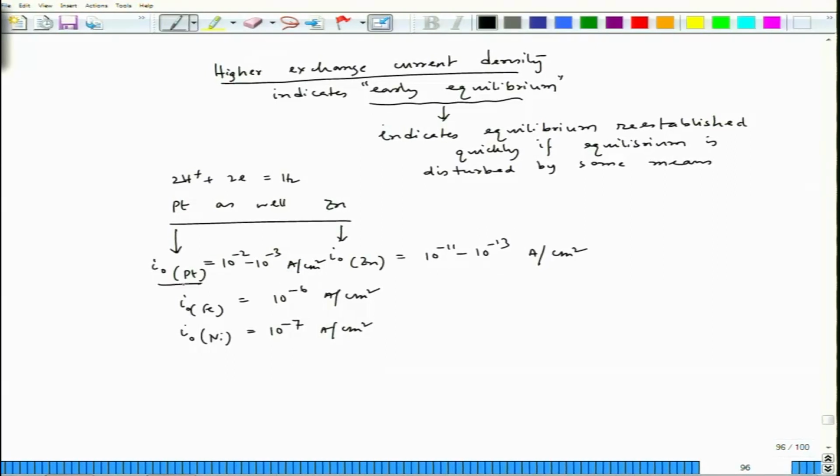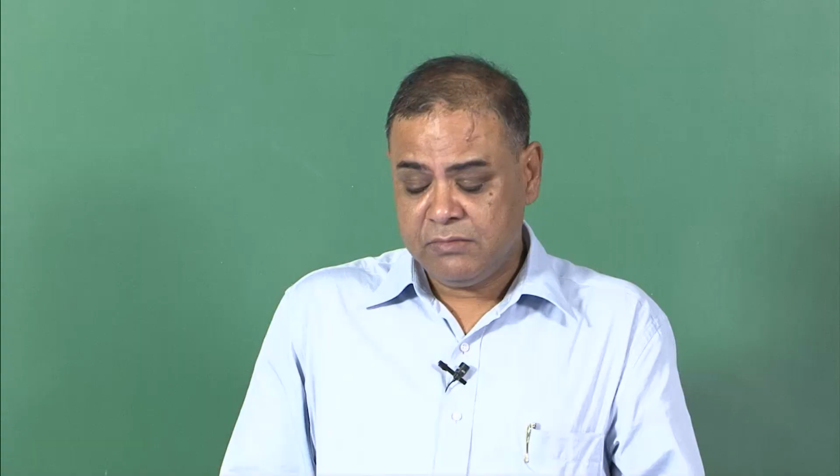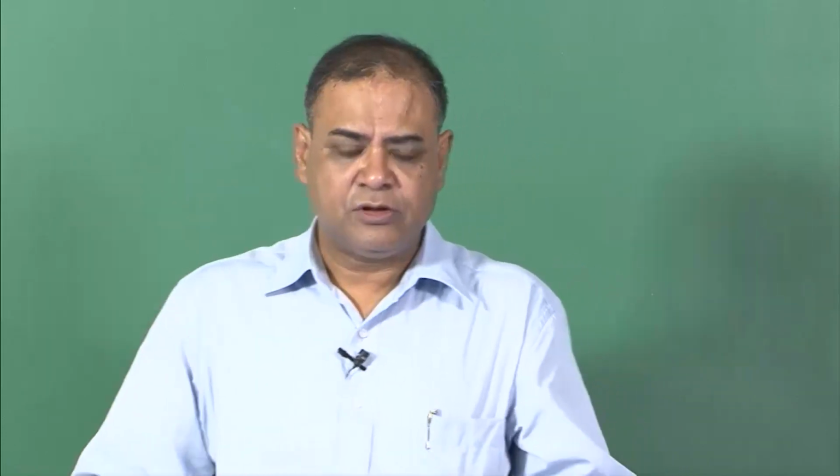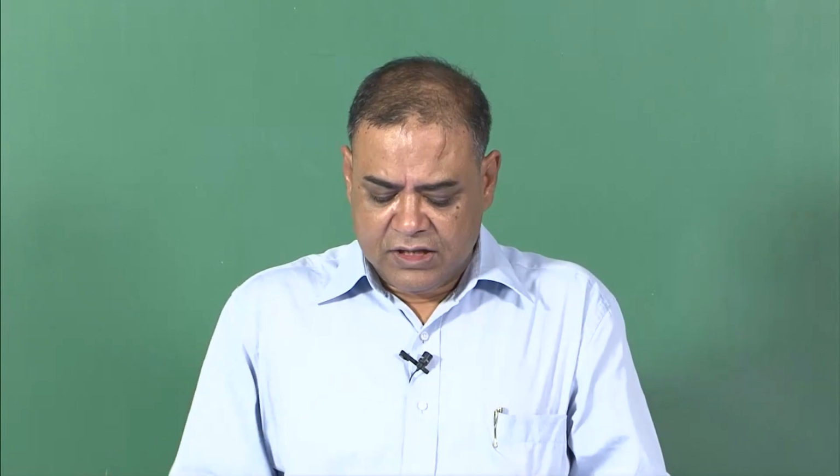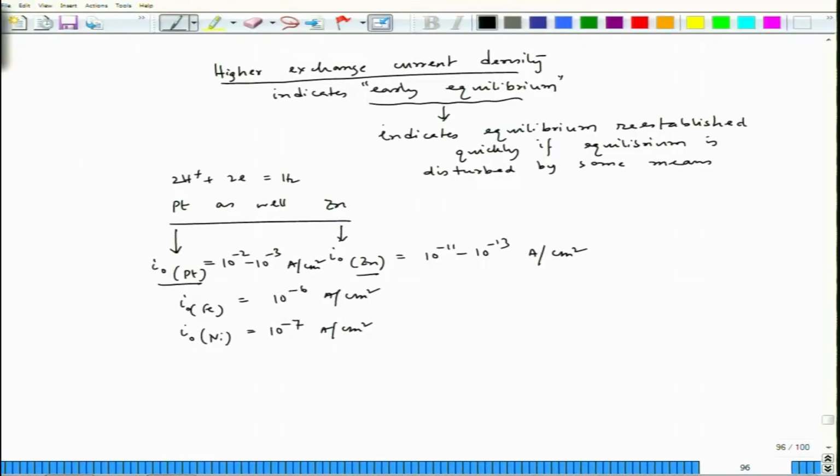That means, on a platinum surface, the hydrogen reaction would achieve equilibrium quickly compared to a zinc surface. It will take much longer on zinc, and if we make a standard reduction cell using zinc, it will not be a good practice, because it will take a long time to establish equilibrium, and then if somehow equilibrium is disturbed, it will also take a long time to re-establish it. So, that is why platinum is the very much preferred electrode for the standard hydrogen electrode.